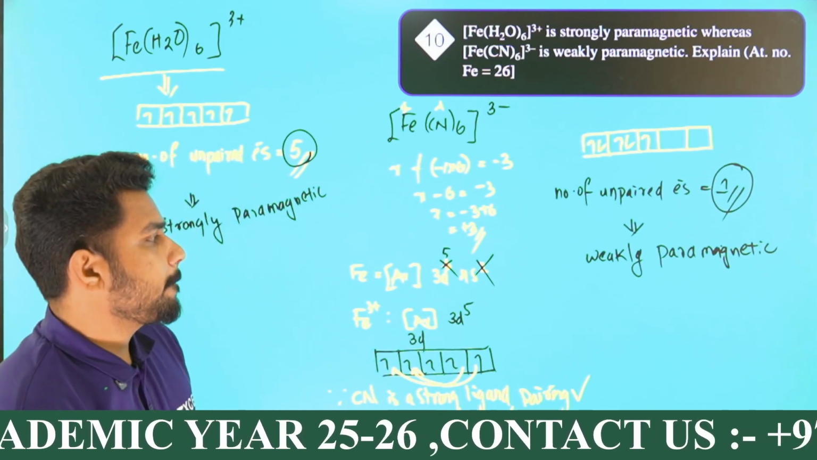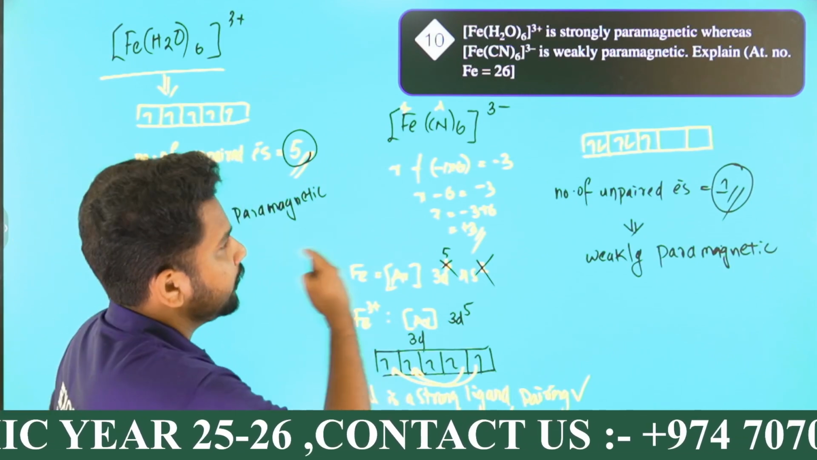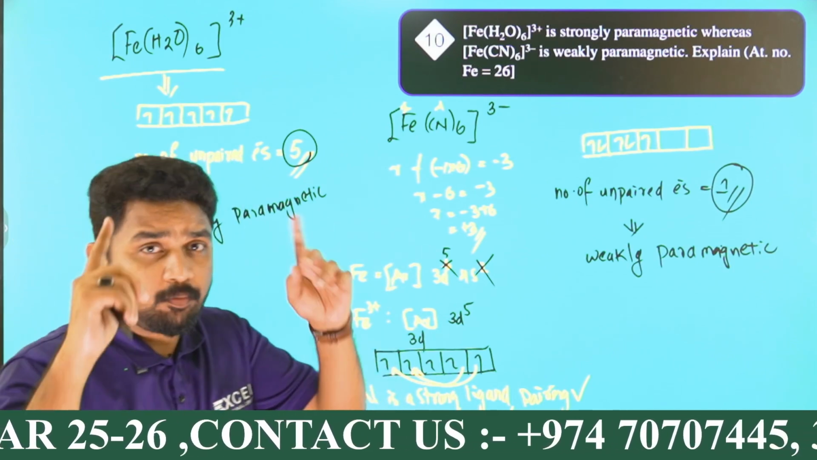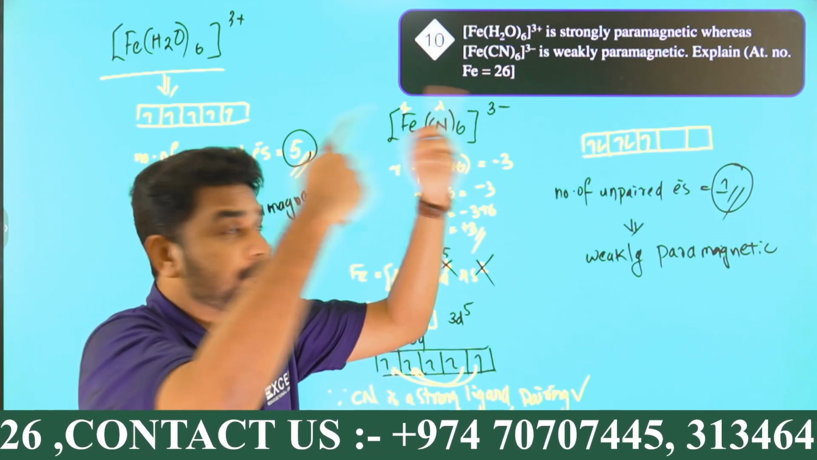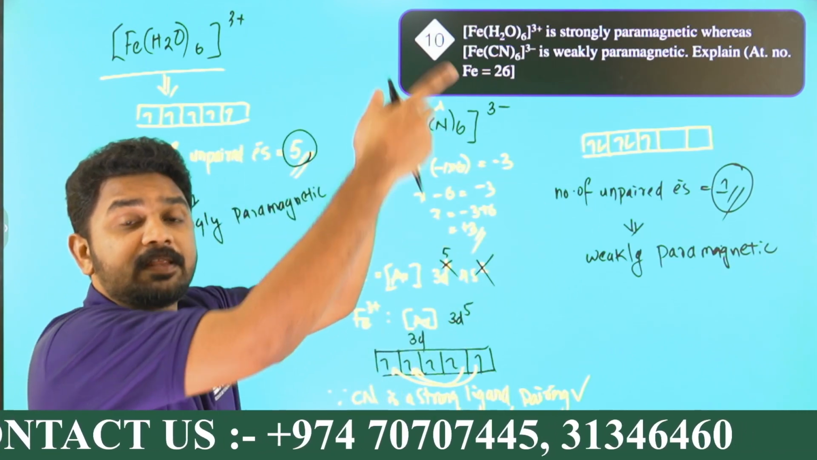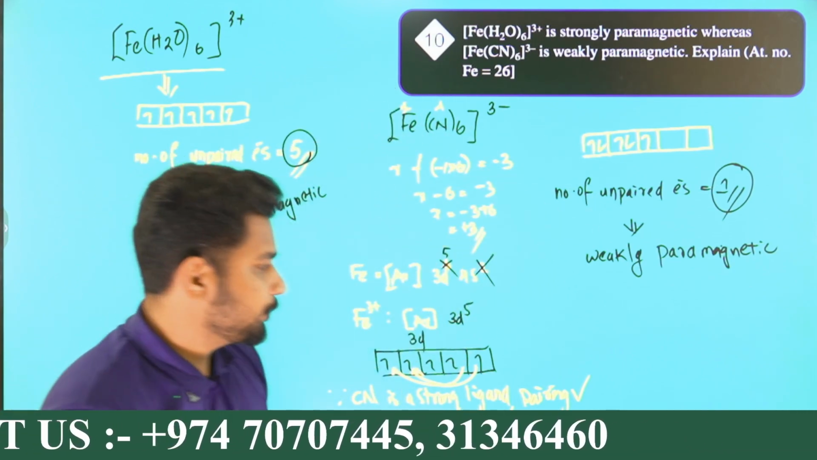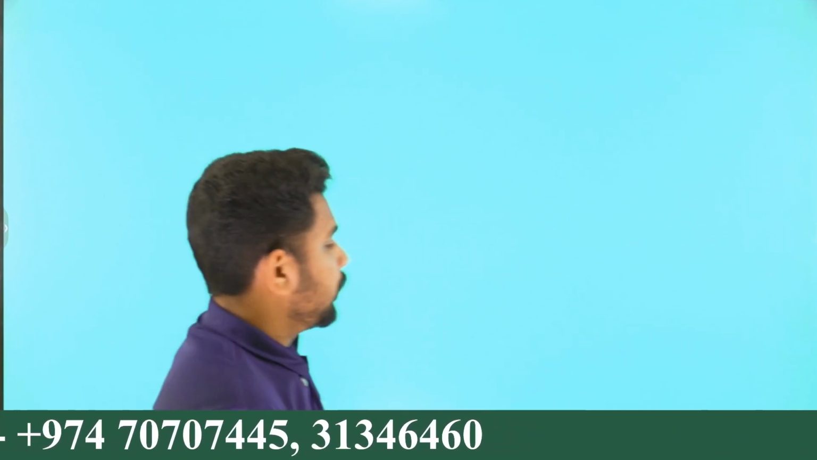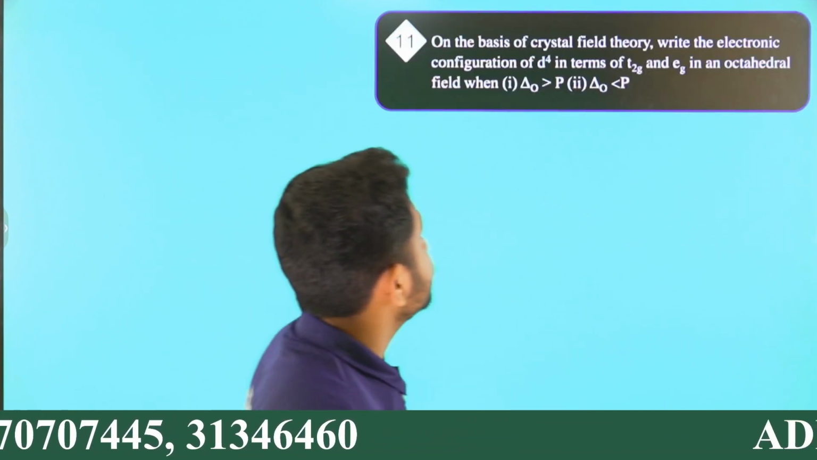Okay. So that is the thing. So remember that point. What is the relation? The more the number of unpaired electrons, the more paramagnetic the nature will be. That's it. Okay. Next, move on to the next question.